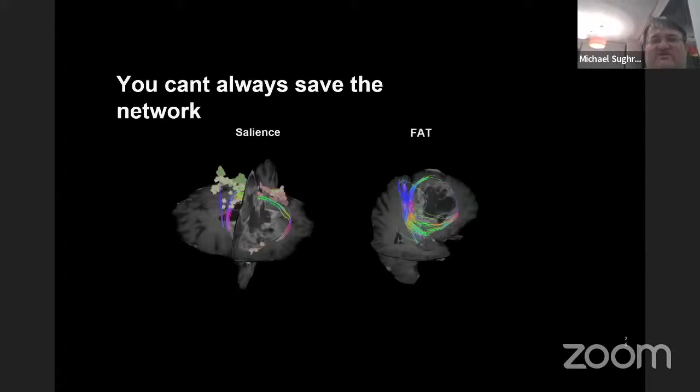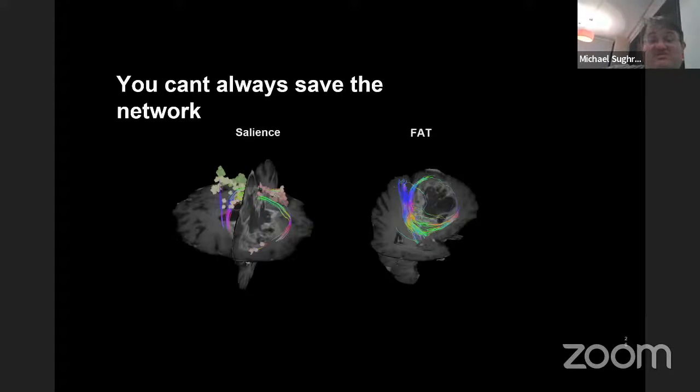So if you look here on this really bad cancer, this is the salience network. Again, we're going to go into what these networks are, but it's wrapped around the tumor. It's plastered on it. The fibers are splayed. So should you save it? Well, that's a question. Can you save it? That's another question. We don't know the answer to that. What we do know is that it's difficult. And ultimately, as I pointed out earlier, sometimes you shouldn't save the network.